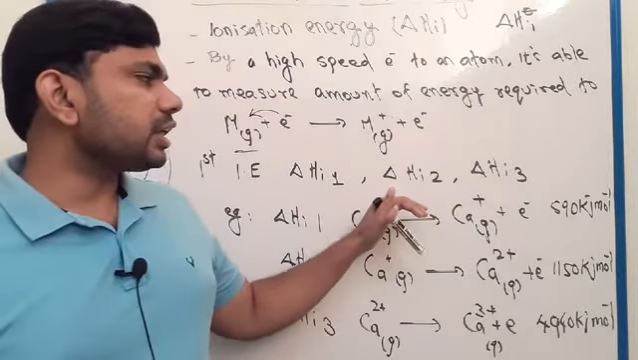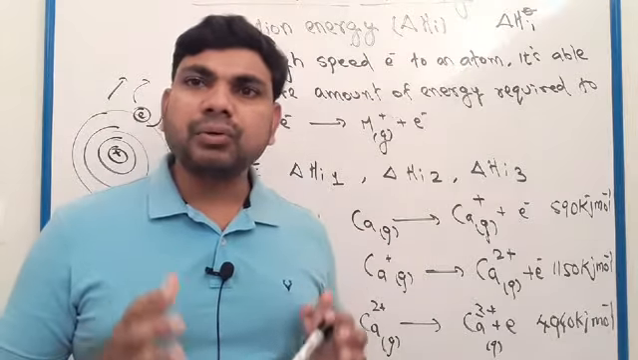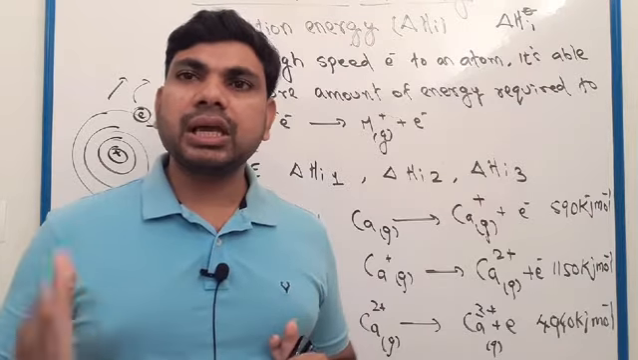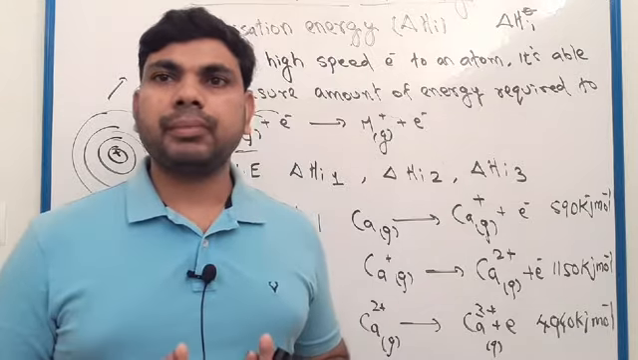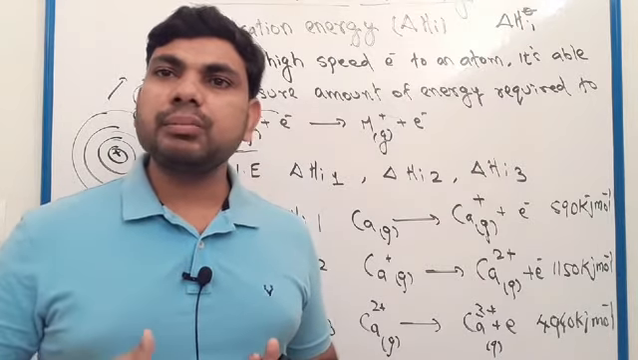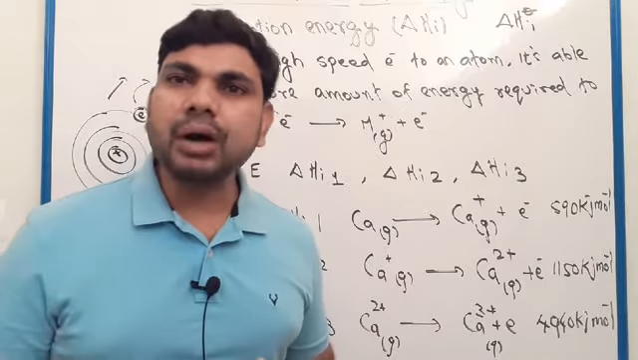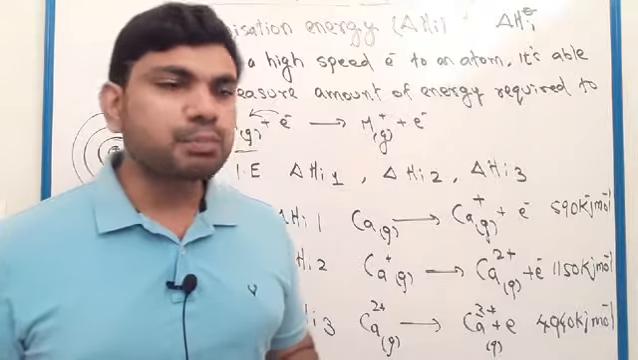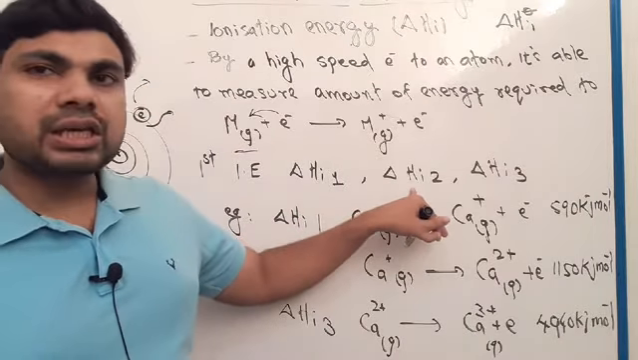Second ionization energy, or second ionization enthalpy, means the amount of energy required to remove the second outer shell electron of 1 mole gaseous atom. We already removed 1 electron, then again we want to remove the second outer shell electron. The amount of energy required for this process is called the second ionization energy.